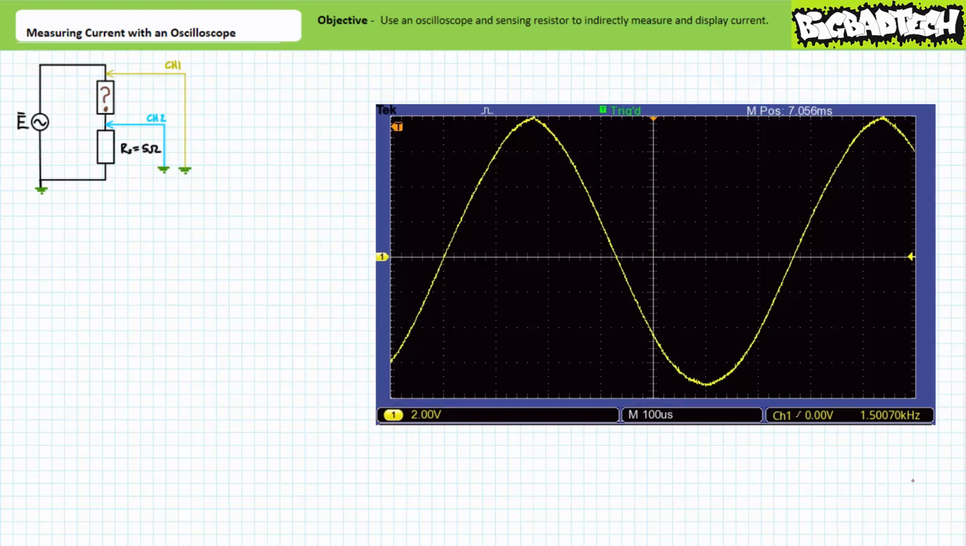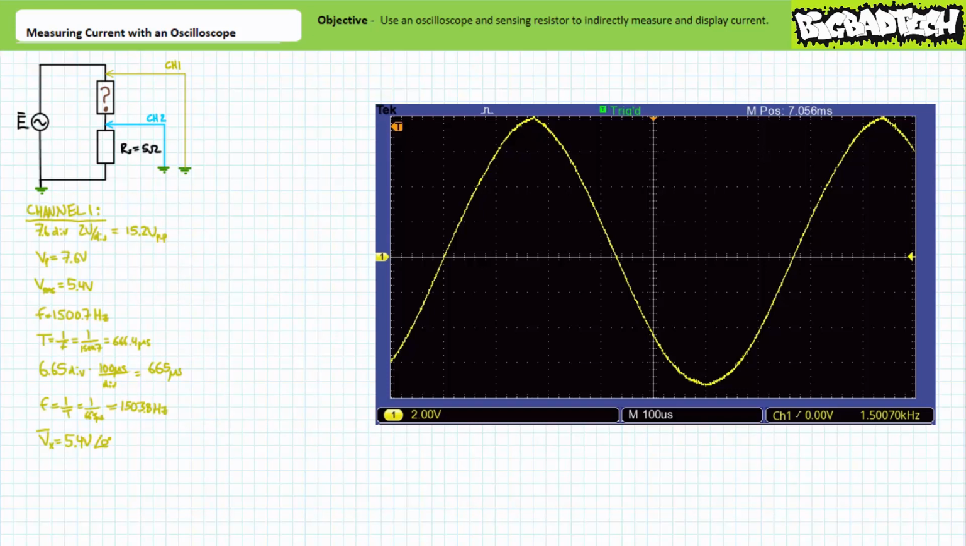See if you can determine the peak-to-peak value, the peak value, the effective value, the frequency, and the period of this voltage waveform. By all means, pause the lecture and try this on your own. If you're tracking, you should have arrived at the following results. It looks like the source voltage on channel 1 has a peak-to-peak span of roughly 7.6 divisions.